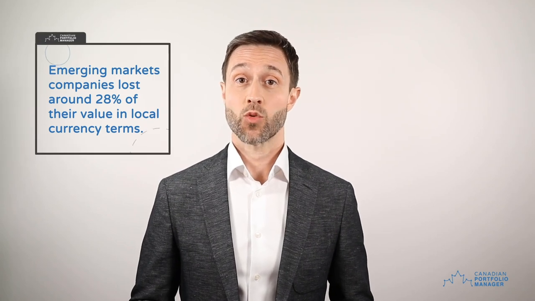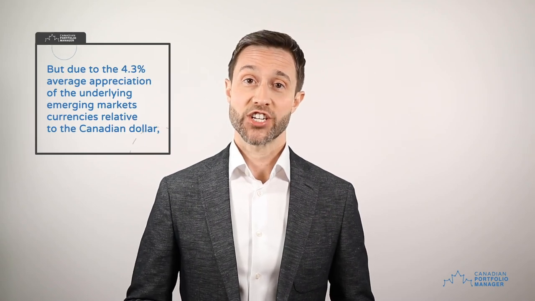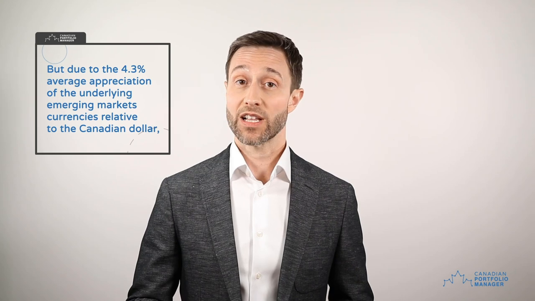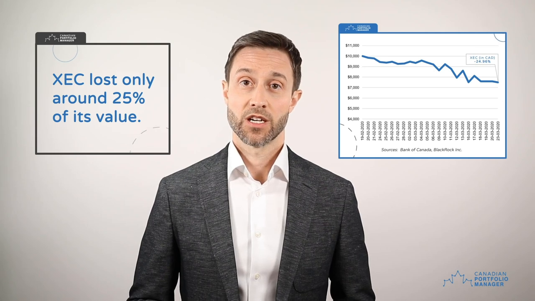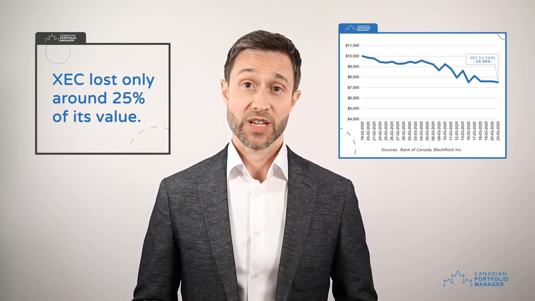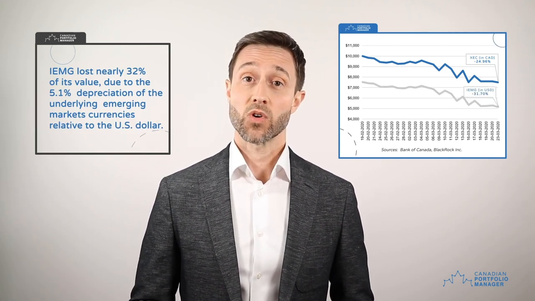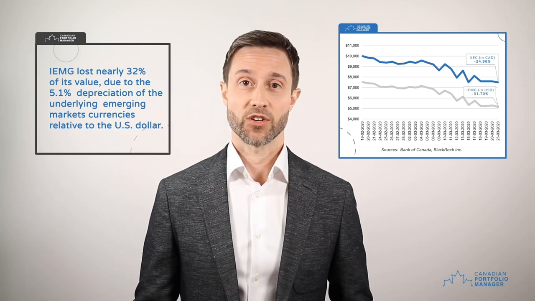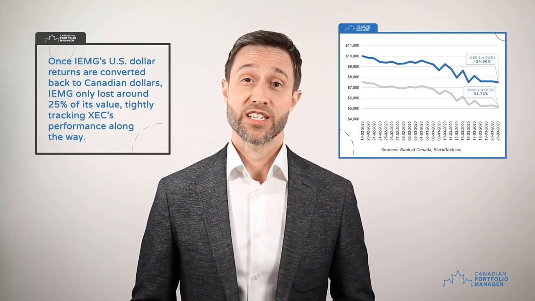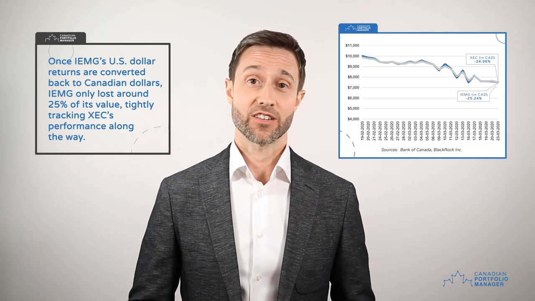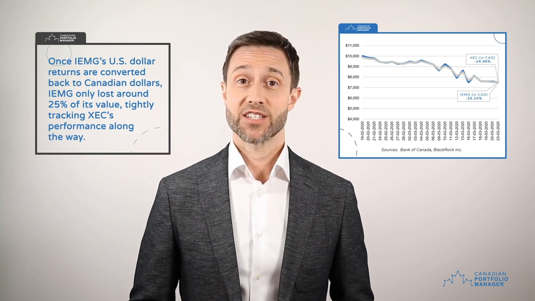Emerging markets companies lost 28% of their value in local currency terms. But due to the 4.3% average appreciation of the underlying emerging markets currencies relative to the Canadian dollar, XEC lost only around 25% of its value. Across the border, XEC's US-based counterpart, IEMG, lost nearly 32% of its value due to the 5.1% depreciation of the underlying emerging markets currencies relative to the US dollar. However, once IEMG's US dollar returns are converted back to Canadian dollars, IEMG only lost around 25% of its value, tightly tracking XEC's performance along the way.